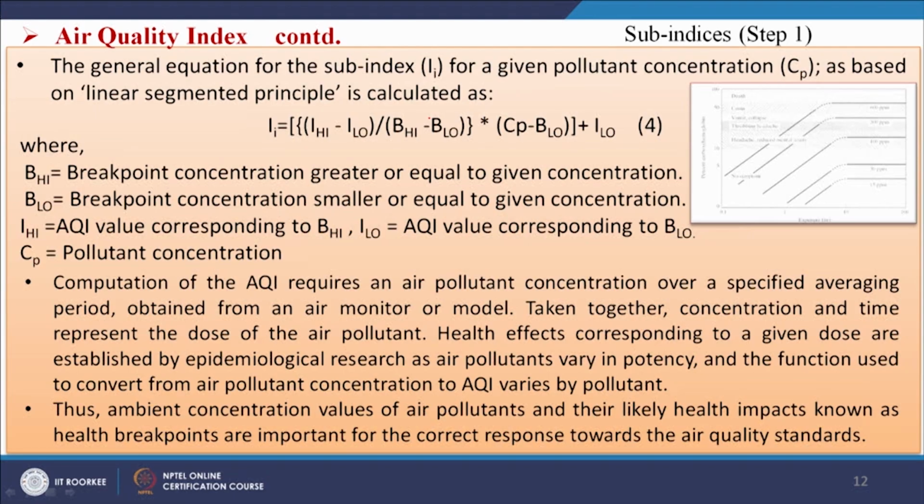The computation of the AQI requires an air pollutant concentration over a specified averaging period, obtained from an air monitor or model. Taken together, concentration and time represent the dose of the air pollutant. Health effects corresponding to a given dose are established by epidemiological research, as air pollutants vary in potency and the function used to convert from air pollutant concentration to AQI varies by pollutant. Thus, ambient concentration values of air pollutants and their likely health impacts, known as health breakpoints, are important for the correct response towards the air quality standards.